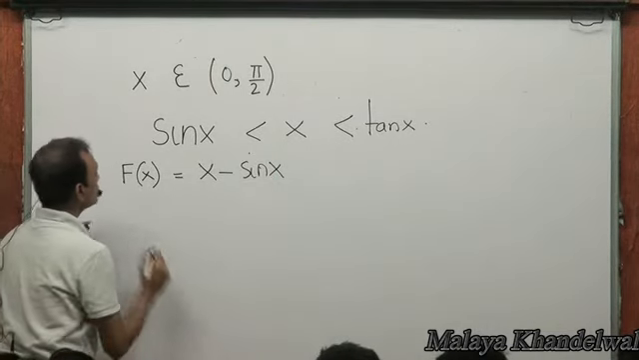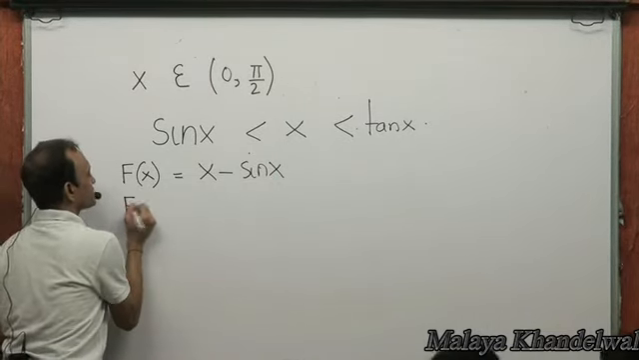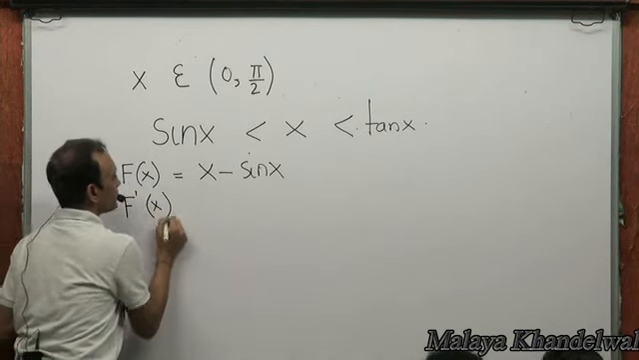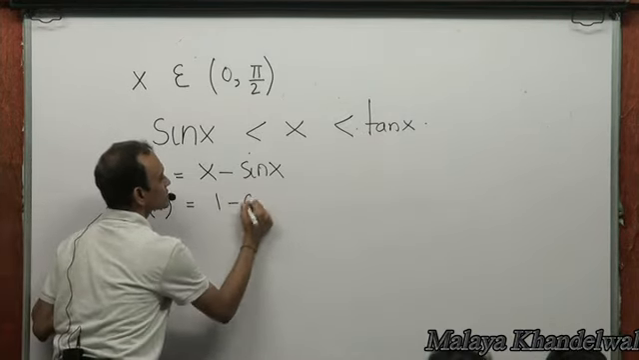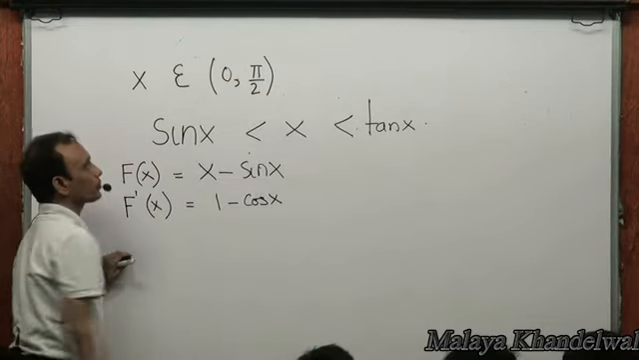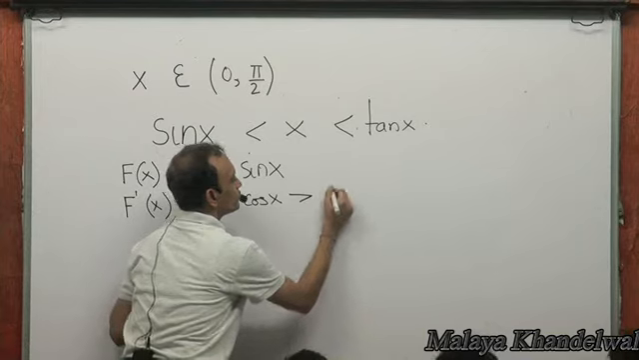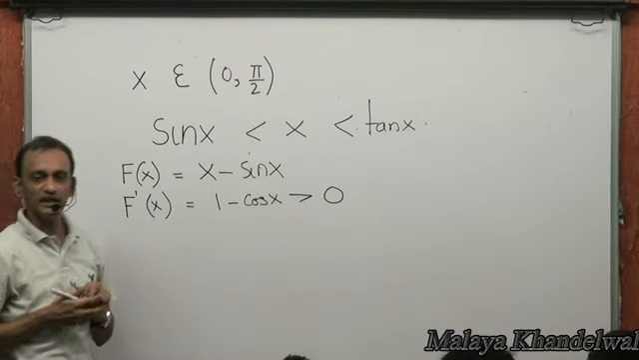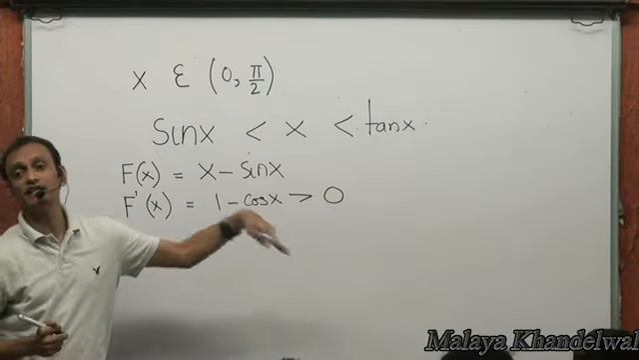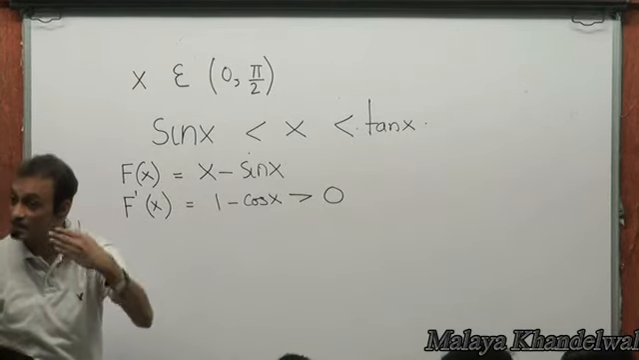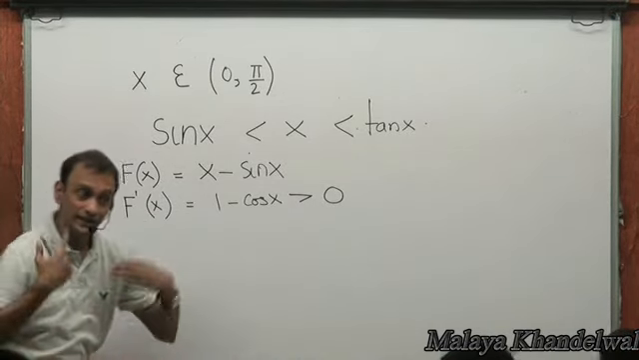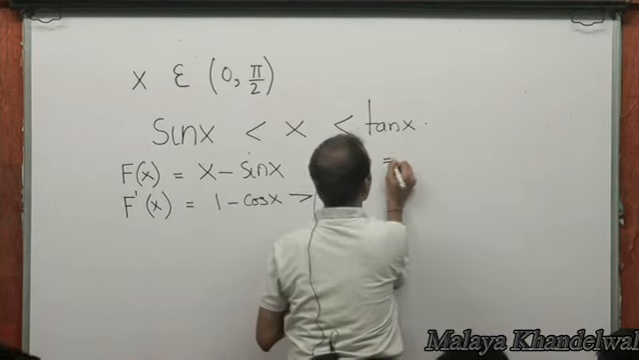Now, what is f dashed x? F dashed x is going to be 1 minus cos x. In the interval 0 to pi by 2, this is greater than 0. If f dashed x is greater than 0, f x must be an increasing function of x.